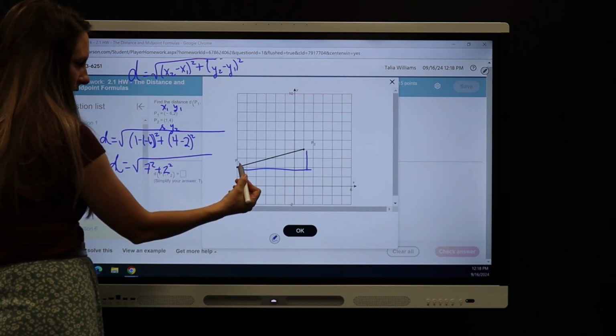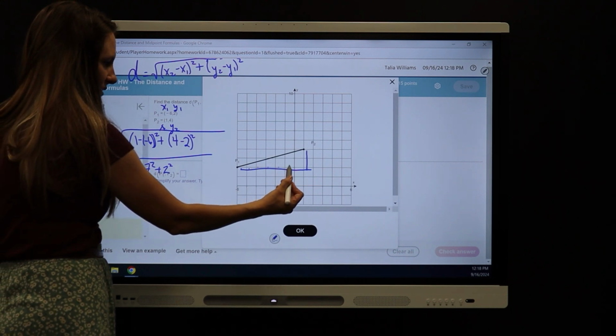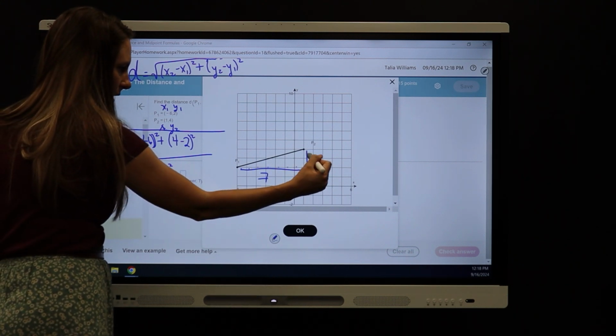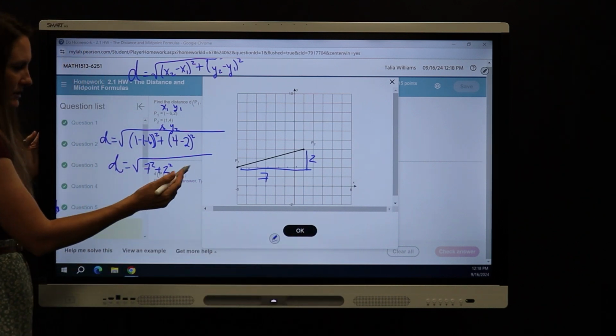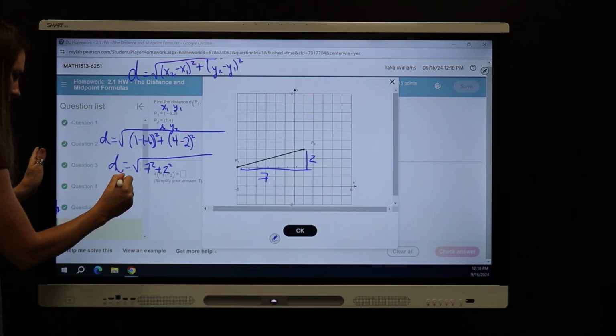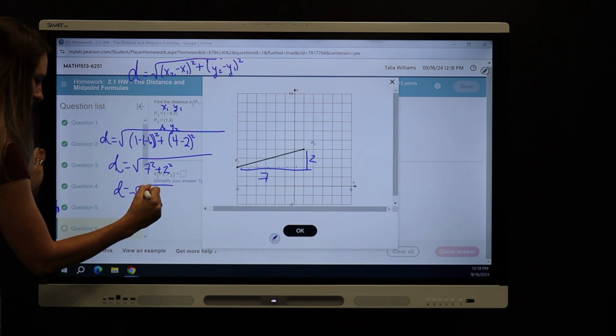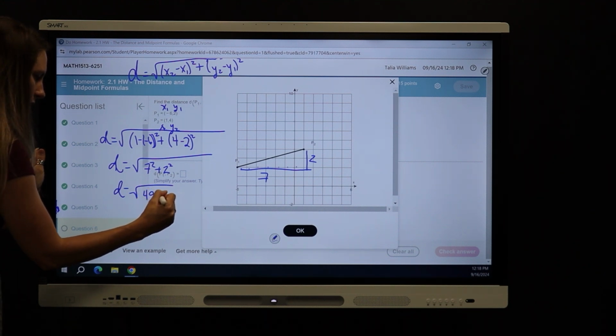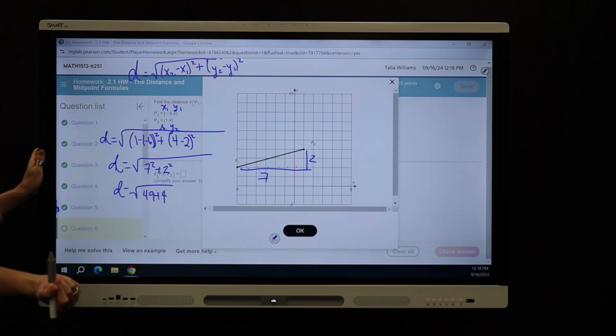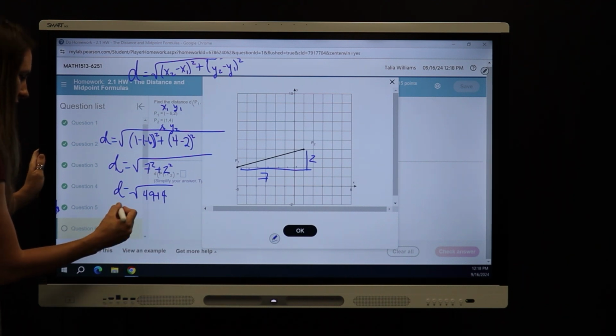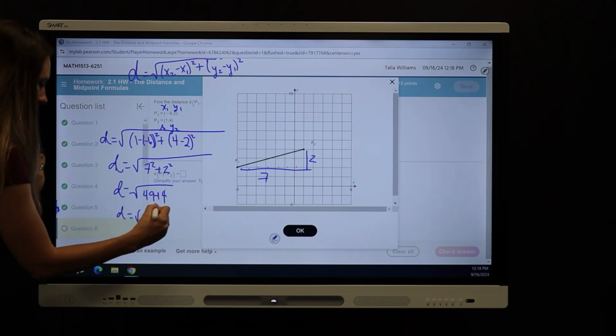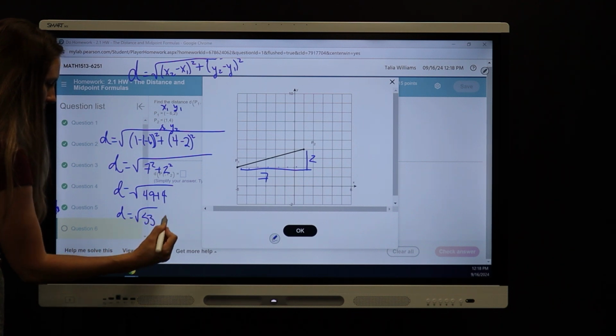And if we counted here, we'd have 1, 2, 3, 4, 5, 6, 7. And that one's 2. So 7 squared plus 2 squared would give us 49 plus 4. And then 49 plus 4 is 53. So this one doesn't reduce either.